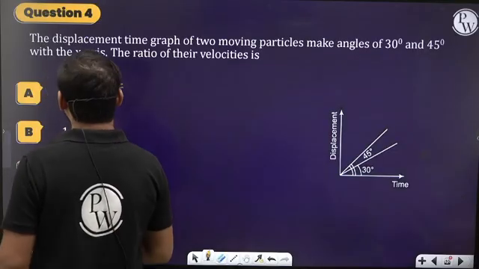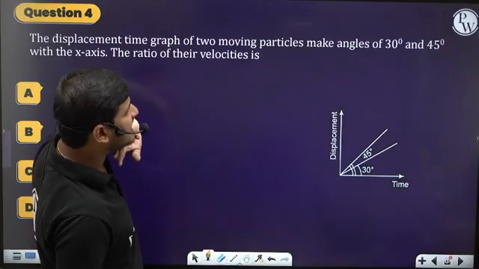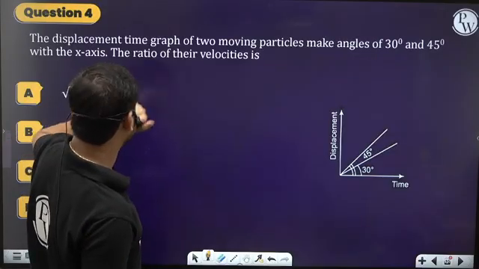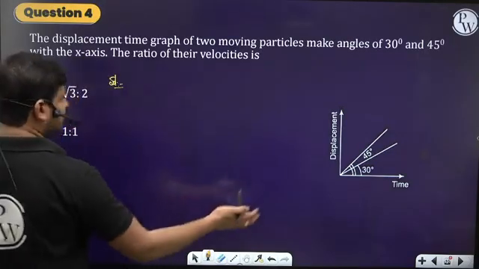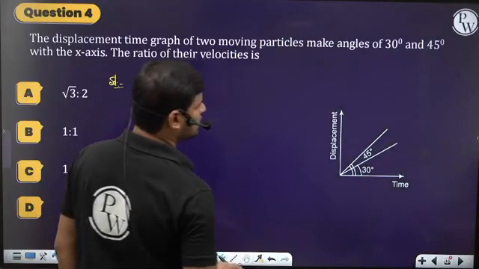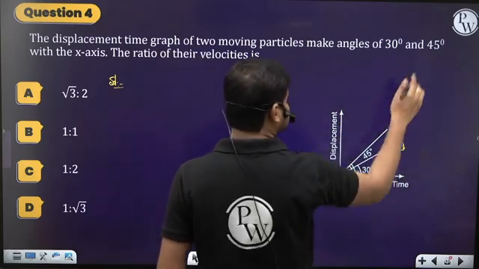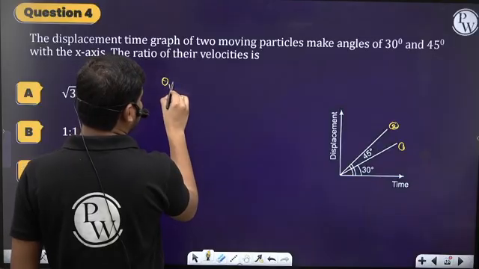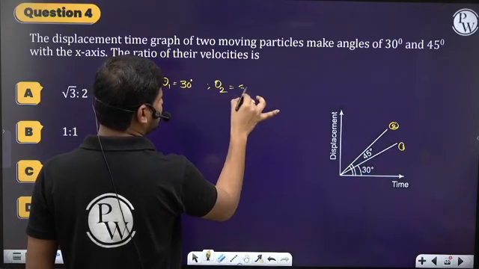So what does the question say? The displacement time graph of two moving particles makes angles 30 degrees and 45 degrees with the x-axis. What is the ratio of their velocities? So see here. Let's consider this is body 1. The first one is making 30 degrees and the second one is making 45 degrees. So theta 1 equals 30 degrees and theta 2 equals 45 degrees.